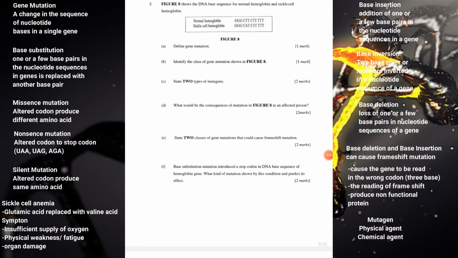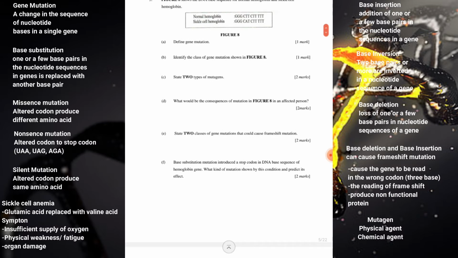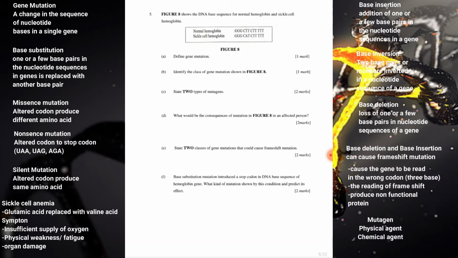Okay, now figure 8 shows the DNA base sequence for normal hemoglobin and sickle cell hemoglobin. Here, as you know, in sickle cell hemoglobin or sickle cell anemia, thymine is replaced by adenine. So glutamic acid is replaced by valine.